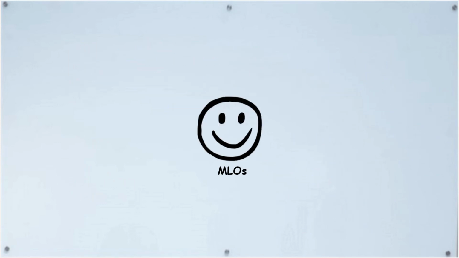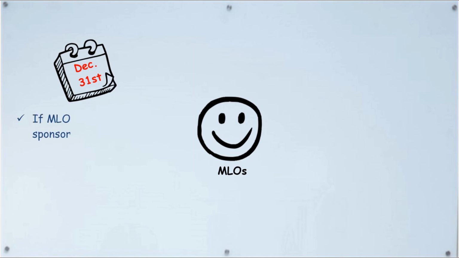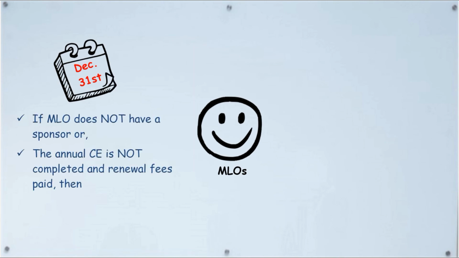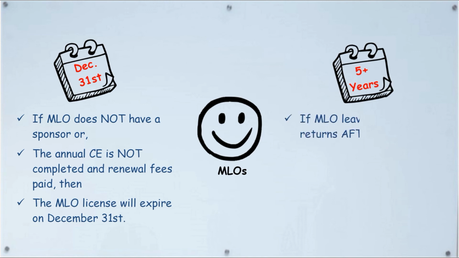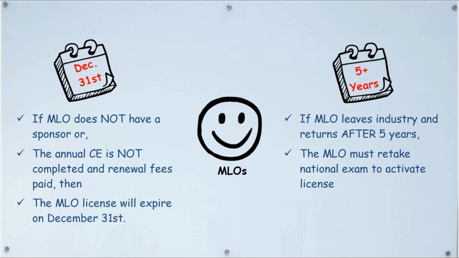And finally, if an MLO does not have a sponsor, or the annual CE is not completed and renewal fees paid, the MLO license will expire on December 31st. Also, if an MLO decides to leave the industry and return after 5 years, the MLO is required to retake the national exam to be eligible to activate their license.